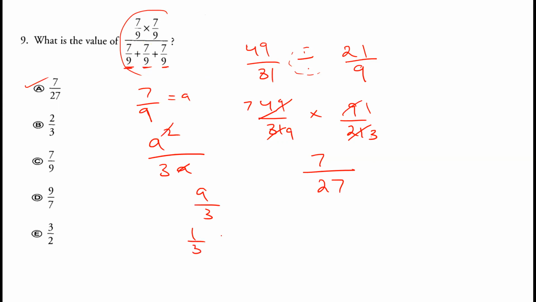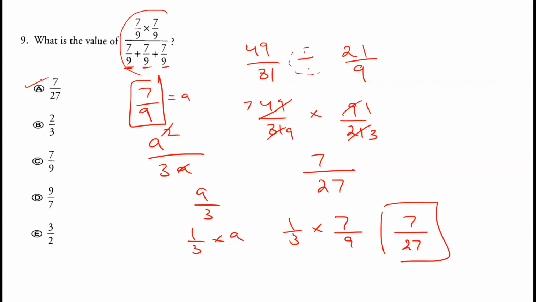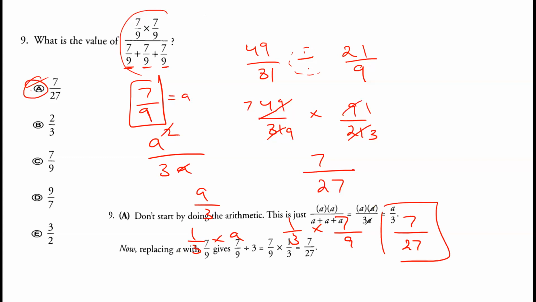So 1 over 3 multiplied by A. 1 over 3, what's your A? We have taken it as 7 over 9. So again, 7 over 9, 3 9s are 27. So we are left with option A. So option A is correct.